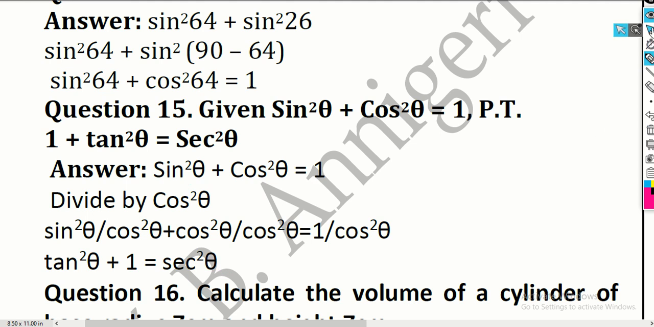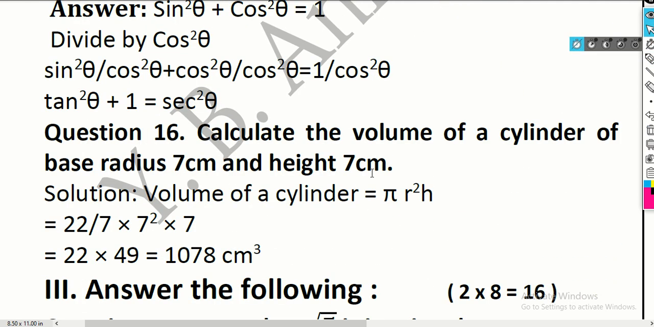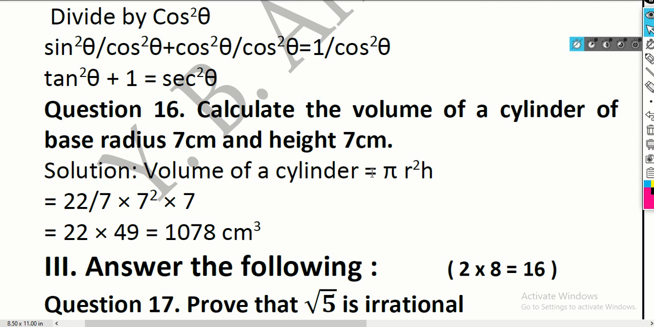And in the 1 mark questions, the last one, the 16th question: calculate the volume of the cylinder with base radius 7 centimeter and height 7 centimeter. The volume of the cylinder is pi r square h. You have to use pi is equal to 22 by 7, into 7 square into 7. Here 22 by 7 into radius 7 into 7 and height 7. So the 7s get cancelled. By multiplying all this, you get 1078 centimeter cube.